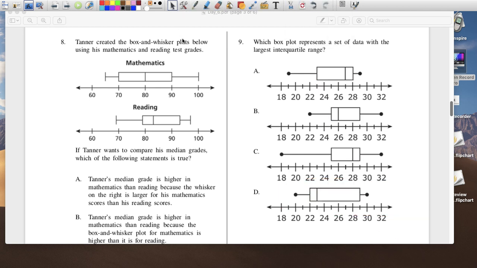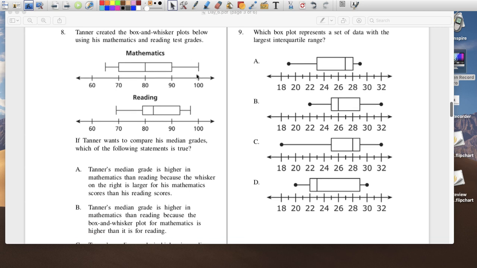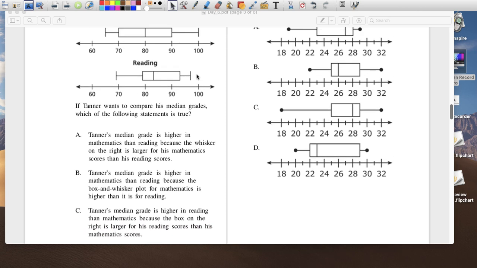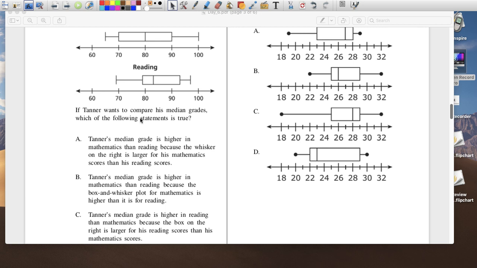Tanner created a box and whisker plot using his math and reading test grades. So math at the top, reading at the bottom. So let's see what we can see. If Tanner wants to compare his median grades, which of the following statements is true? Tanner's median grade is higher in math. Is this median higher in math? No, it's not. So I'm not even going to read the rest. Tanner's median grade is higher in reading. That's true because the box on the right is larger for his reading score than his mathematics score.